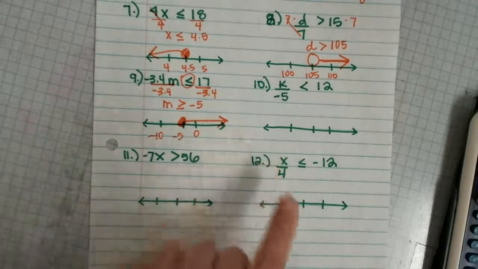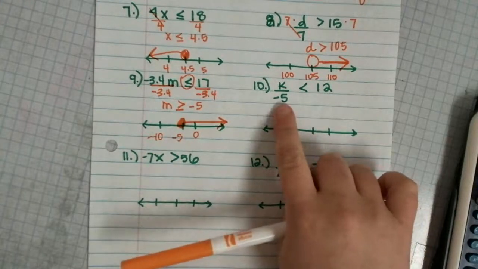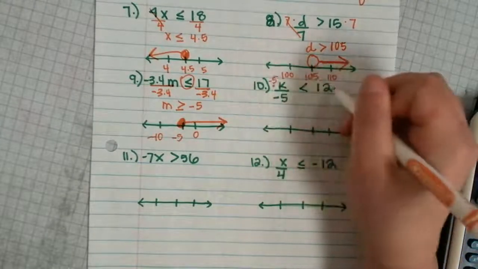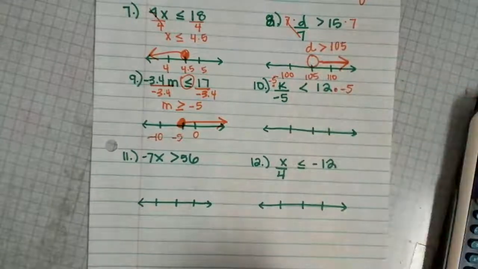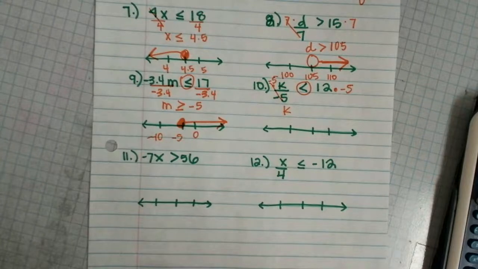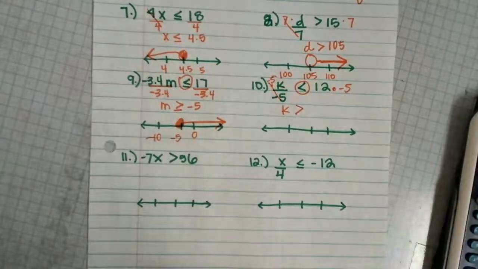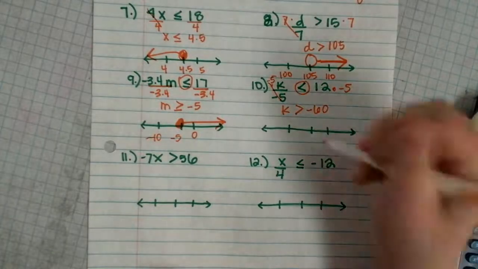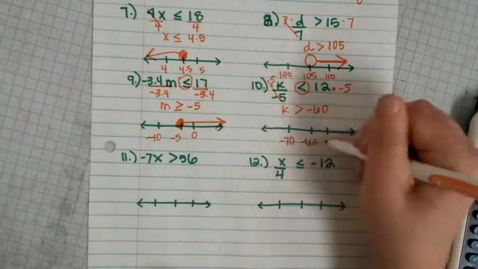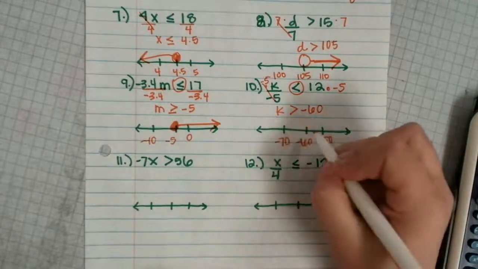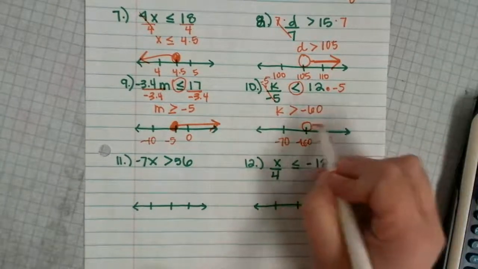Same thing is happening in 10. I have a negative 5. And since this is being divided by negative 5, I'm going to multiply by negative 5 on both sides. This is going to give me k, and since I multiplied by a negative, I'm going to flip the symbol, reverse the symbol, and then 12 times negative 5 is negative 60. K is greater than, so it's not equal to, so it's an open circle, and then it's going to the right.